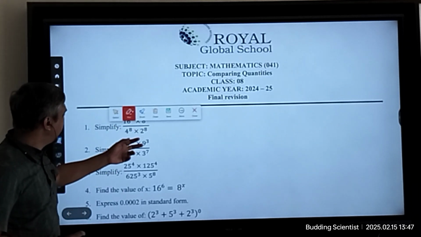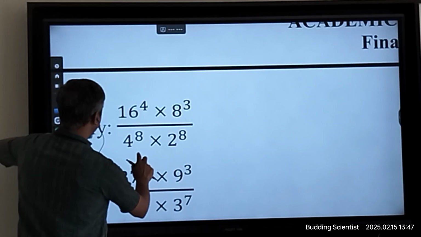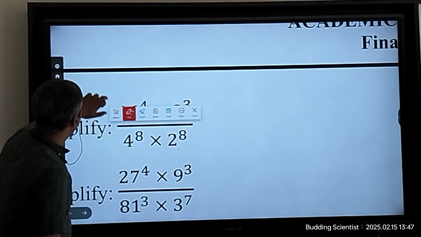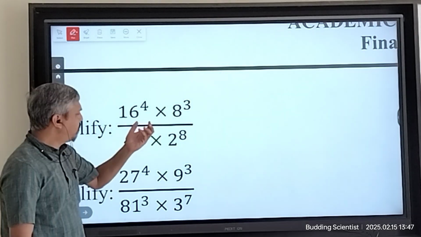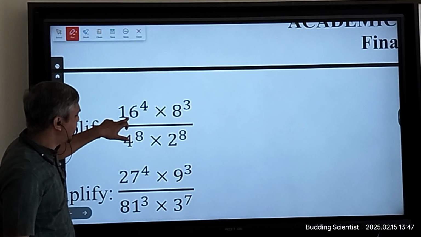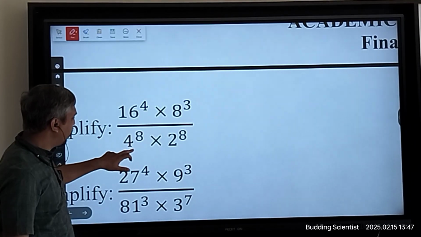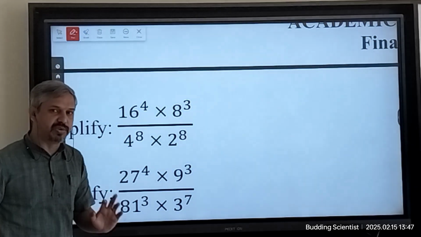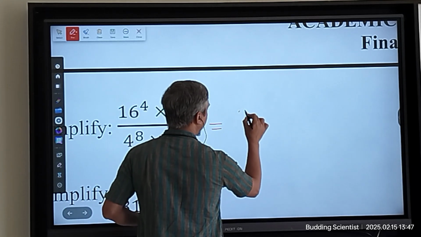The first question is 16 raised to 4 into 8 raised to 3 into 4 raised to 8 into 2 raised to 8. First of all, observation is the first thing that we do. We observe and see what is the pattern in this. The base here is 16, the base is 8, the base here is 4 and the base here is 2. Everything, 16, 8, 4, 2, are powers of 2. So we will first convert everything into the appropriate powers of 2.